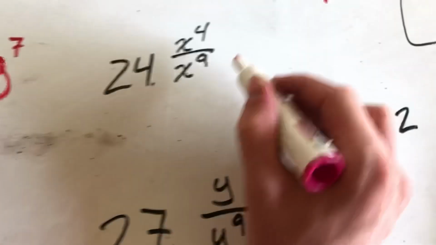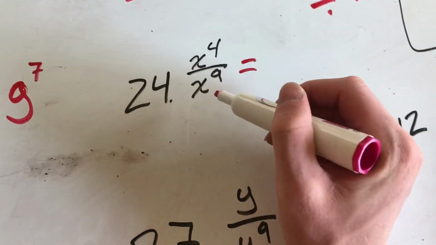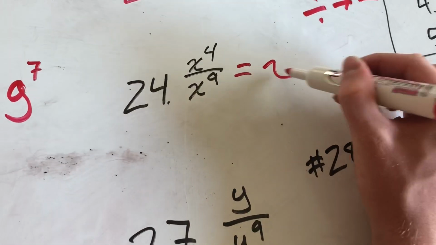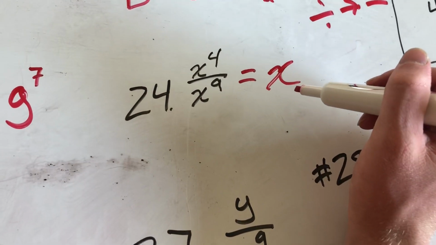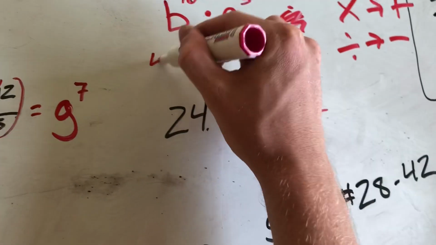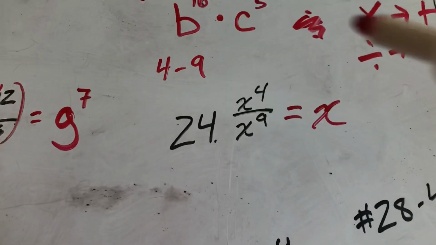Let's look at this one. X to the 4th divided by x to the 9th. Can bring my x there. Here's the problem. Now I have 4 over 9. 4 minus 9.